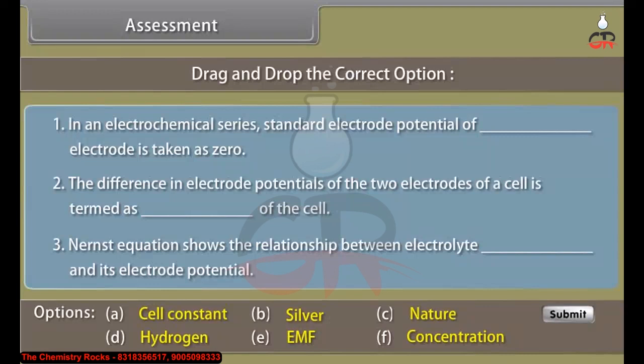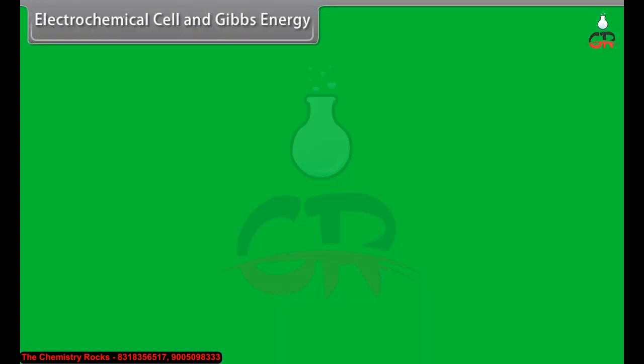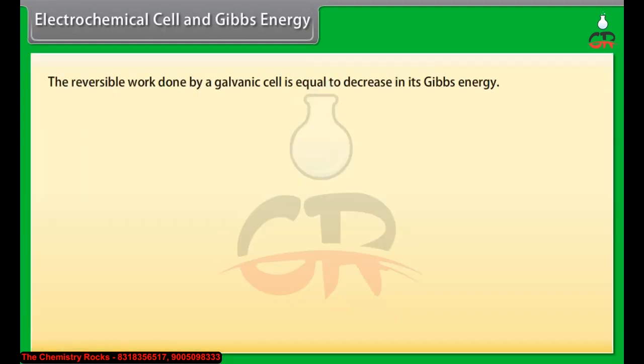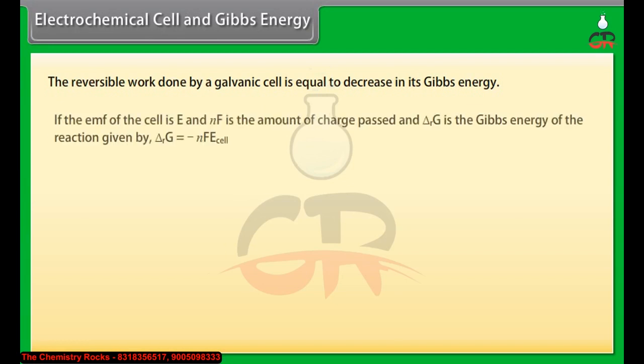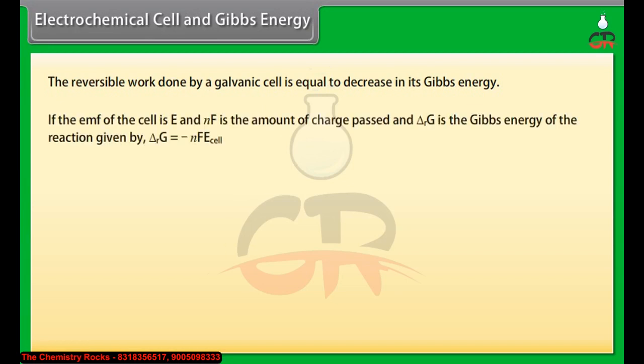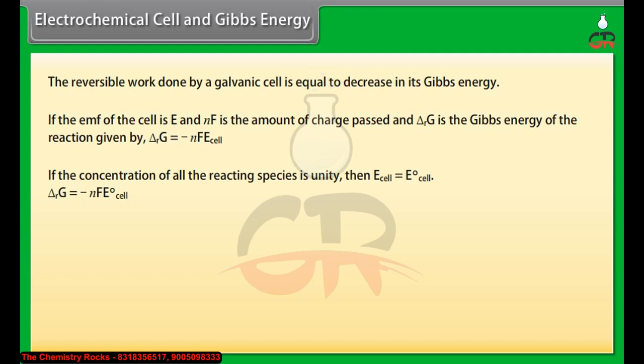Electrochemical cell and Gibbs energy. The reversible work done by a galvanic cell is equal to the decrease in its Gibbs energy. If the EMF of the cell is E and nF is the amount of charge passed, and ΔrG is the Gibbs energy of the reaction, then ΔrG = −nF Ecell. If the concentration of all the reacting species is unity, then Ecell is equal to E°cell. ΔrG° = −nF E°cell.